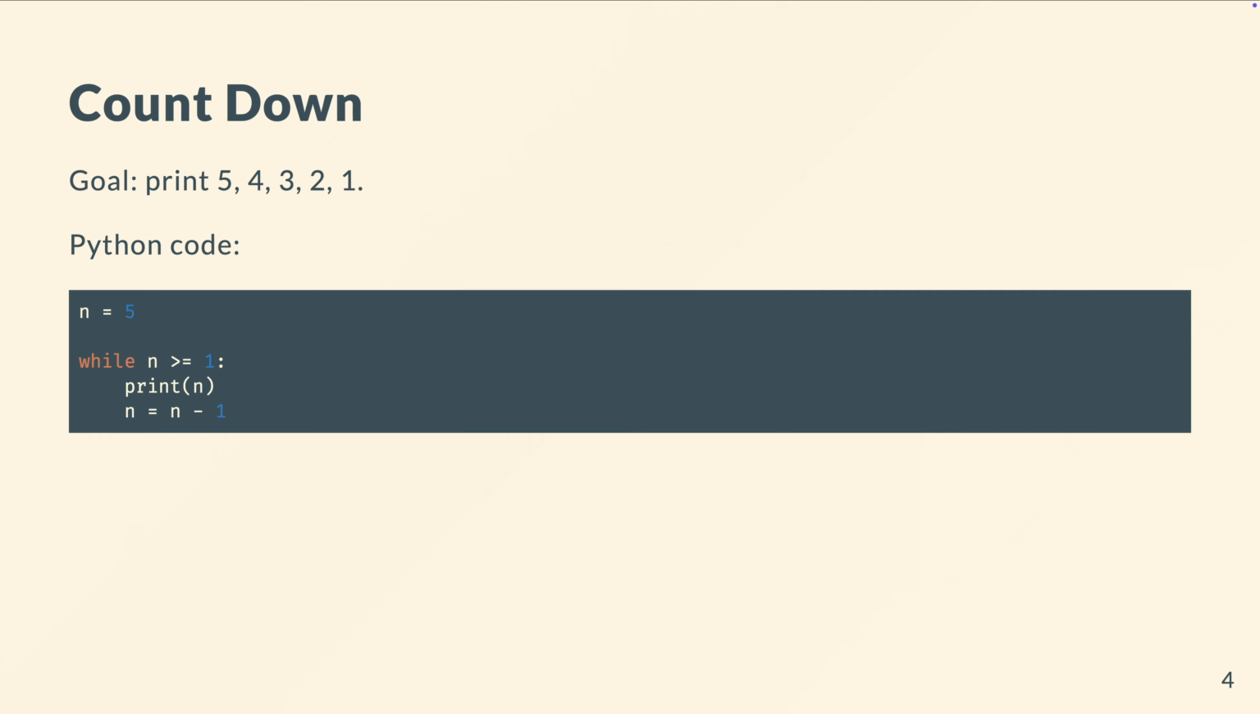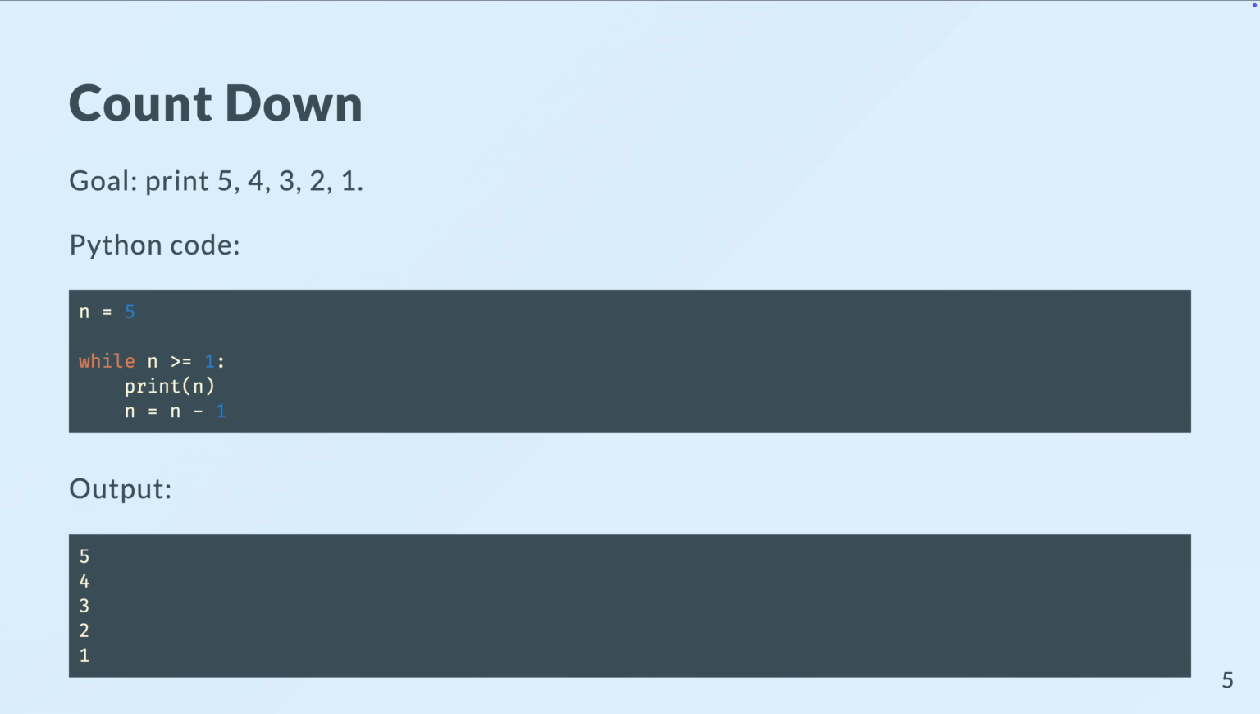This line is the key. Because n gets smaller each time, it will eventually become 0. When n becomes 0, the condition is false, and the loop stops. Here is the output. It prints 5, 4, 3, 2, 1. Exactly what we wanted.